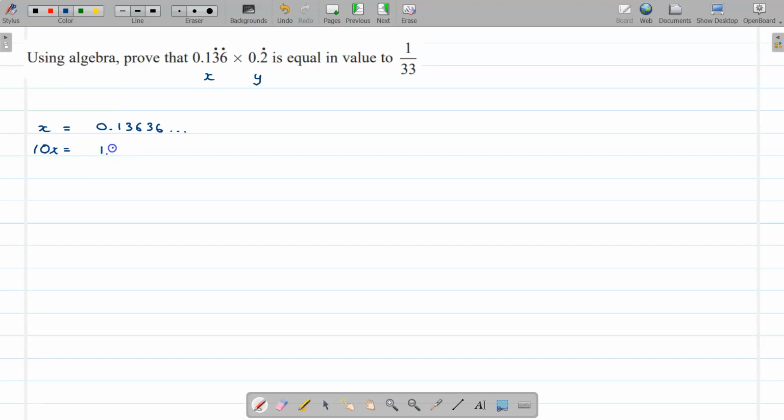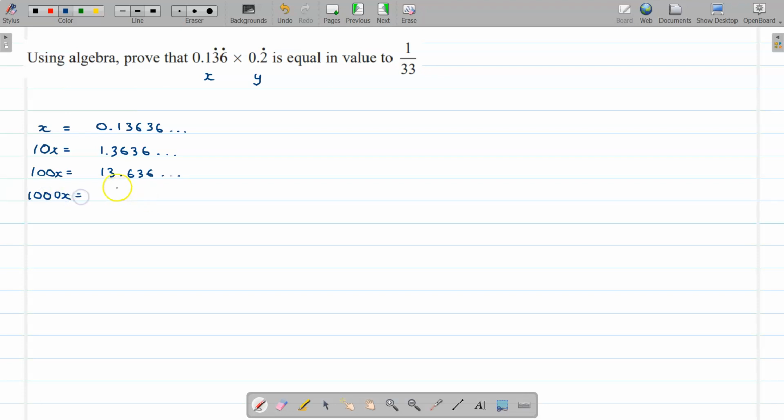Then I'm going to work out 10x simply by multiplying by 10, so moving the decimal point, 1.3636. Then I'm going to do 100x, and that's going to give me 13.636. And then I'm going to do 1000x. Now you don't actually need to do all of those. I tend to do them all, just timesing by 10 each time.